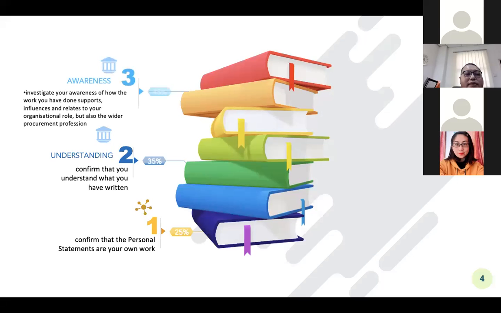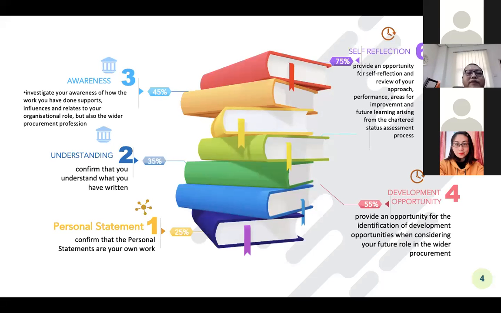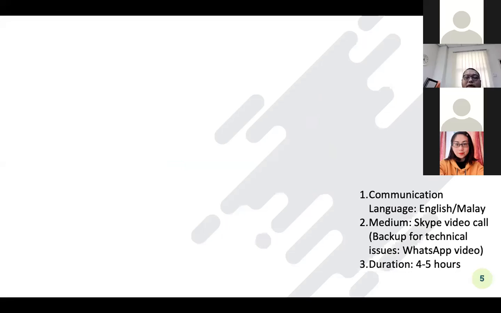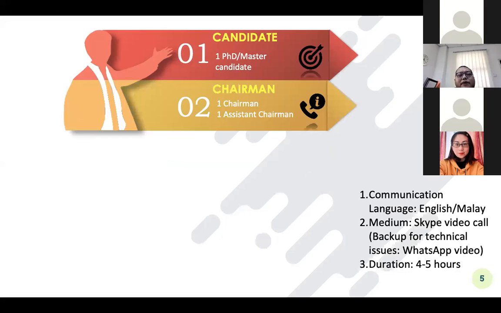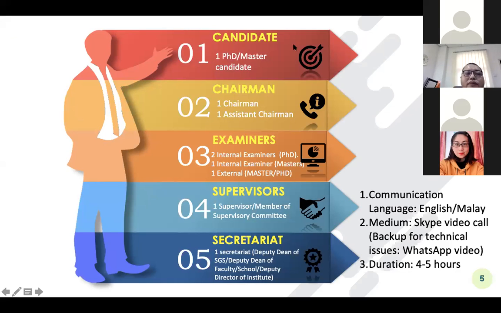Okay. So these are some of the reasons, the purpose of the Viva. For the personal statement, to confirm your understanding of what you have written. Another thing is awareness, which I've told before, to investigate awareness of your work. So actually during the Viva, we want to know whether you understand the research that you are doing, whether this research is reflecting your field and so on. The Viva also helps to develop the opportunity for your future role and so on.